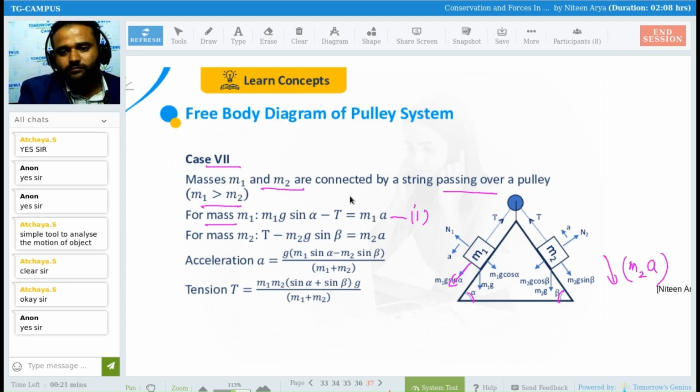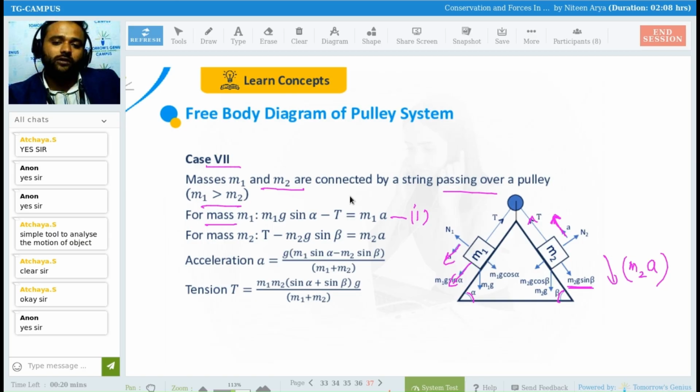M2A is tension because M1 is greater than M2. So the net tension is going to be in the opposite direction, minus M2G sine beta. And this particular net acceleration is in this direction. Just follow the direction of net acceleration. Why so? Because M1 is greater than M2, so that is going to slide downward, and that is going to slide upward.